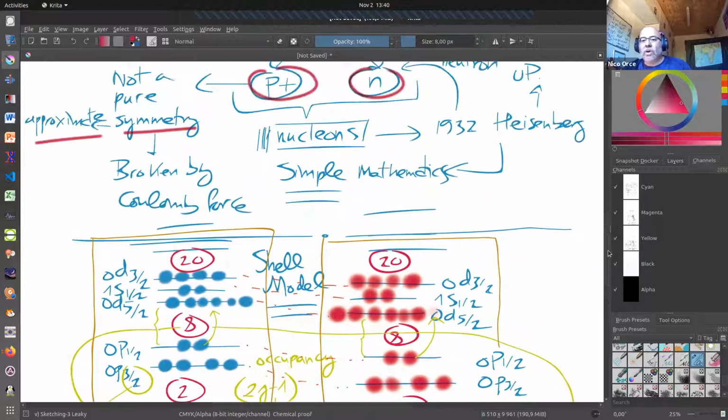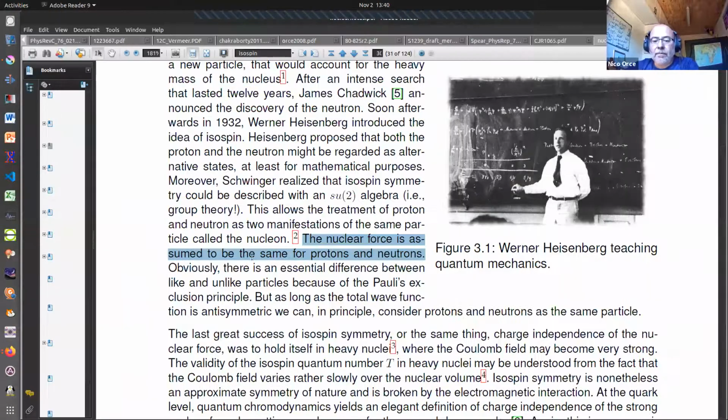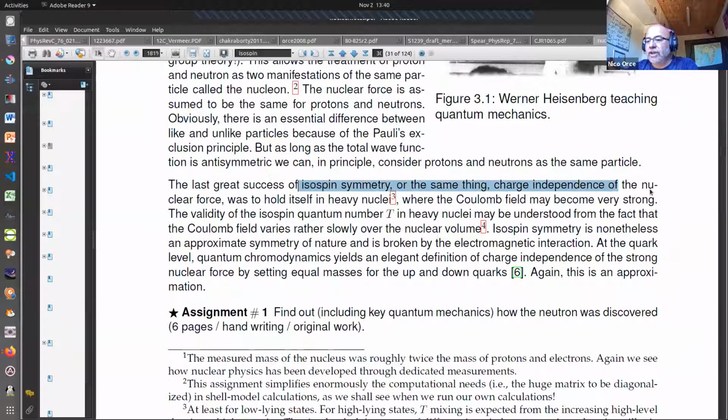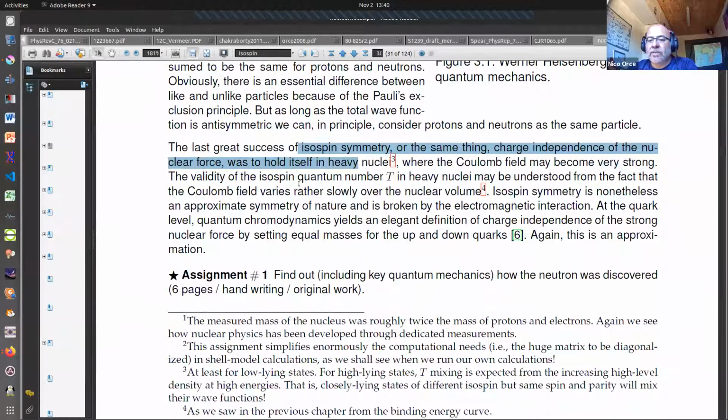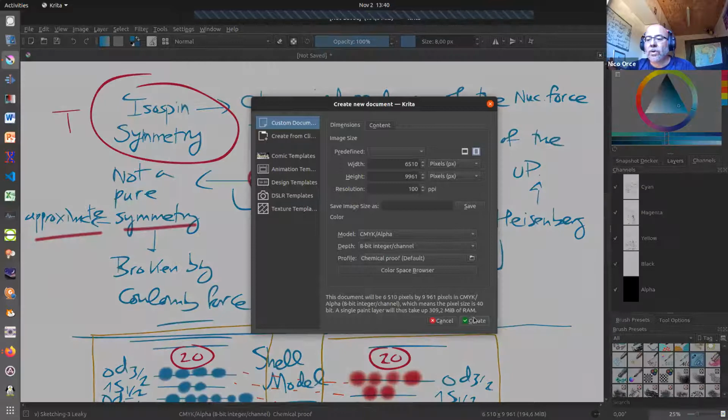All right, but today, as we are discussing, our main focus is on isospin symmetry. And for that, we go here. The isospin symmetry, or the same thing, charge independence of the nuclear force. You can read these things. The isospin quantum number is called T, right? So the isospin symmetry, the isospin quantum number is T. And we're going to open a new page.